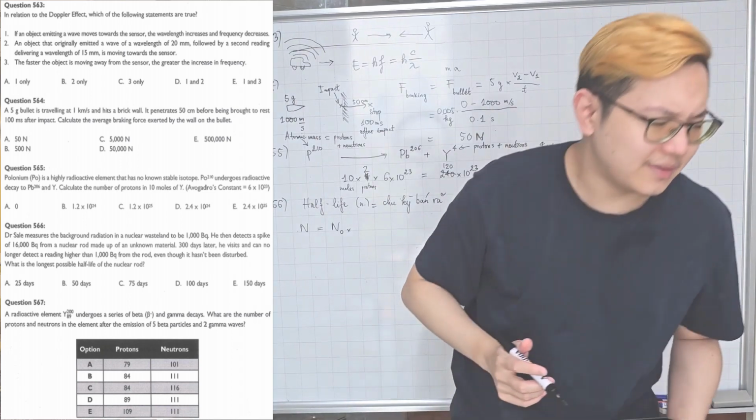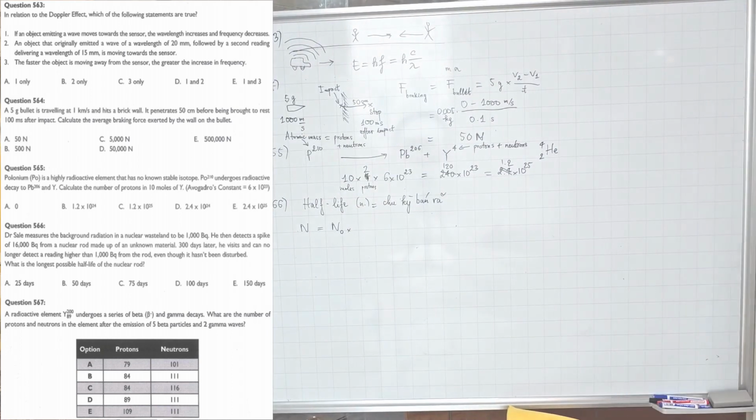Can you check the formula of half-life and coi cái công thức half-life, công thức chu kỳ bán rã? I forgot that. Công thức chu kỳ bán rã. Alright, I need something that's easy to see.